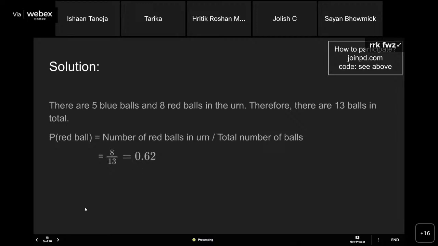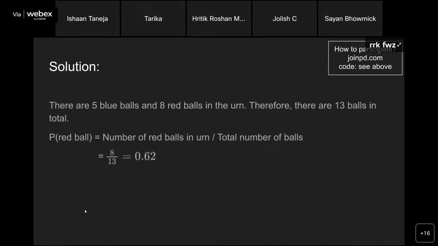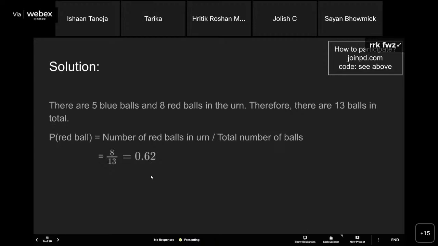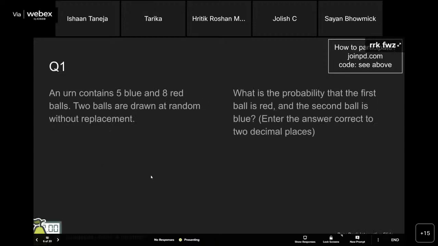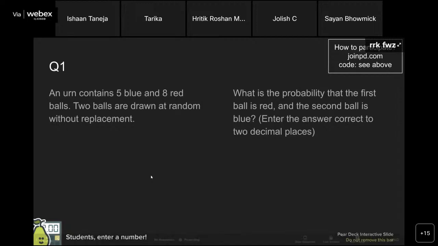It's 0.62. Okay. Now let's modify the context of this question. I'm drawing a ball, and it turns out to be red. Now a second person comes, and he knows that there were in total 13 balls, 5 blue balls, 8 red balls, and he knows that the first ball drawn is red. So what are the chances that the second ball would be blue?